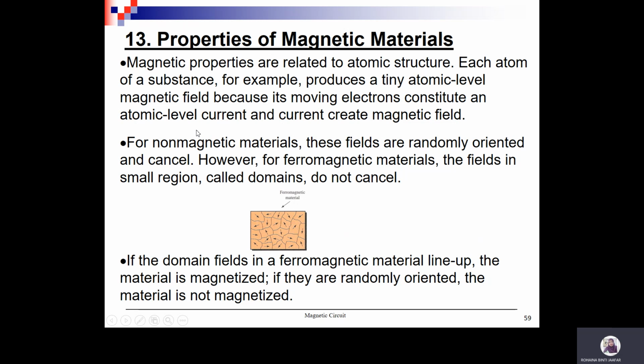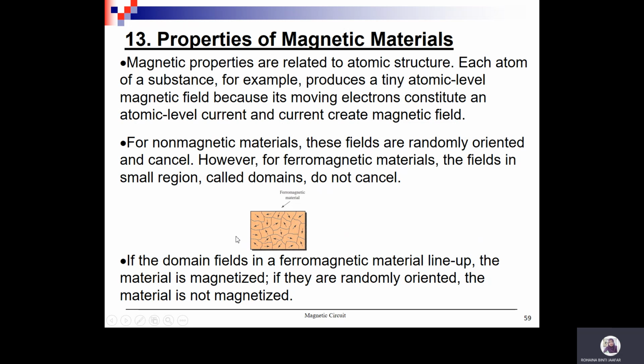Okay, so for non-magnetic material, these fields are randomly oriented and cancelled. However, for ferromagnetic material, the field in a small region called a domain does not cancel. So this is the field inside the ferromagnetic material, where you can see the arrows are scattered in many directions. So it is called domains do not cancel. Okay, if the domain fields in the ferromagnetic material line up, the material is magnetized.